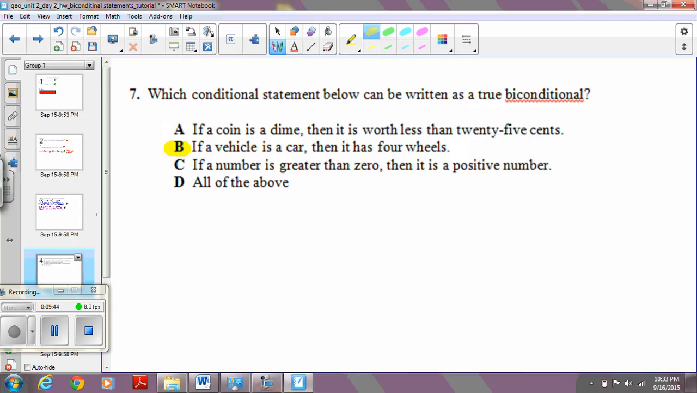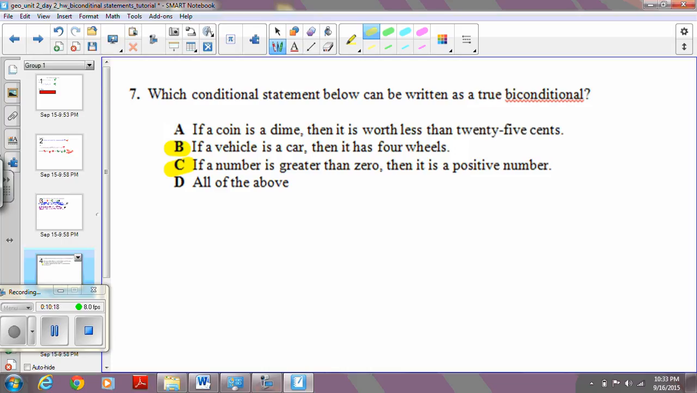C, if a number is greater than 0, then it is a positive number. That's true. Now read the converse. If a number is a positive number, then it is greater than 0. That is true. So that would be a true biconditional as well.